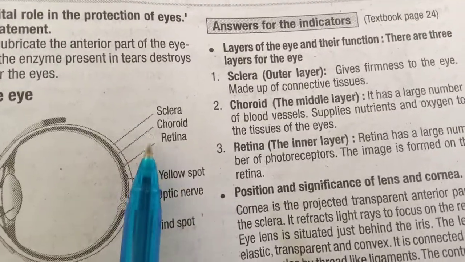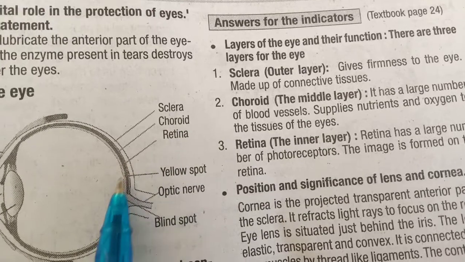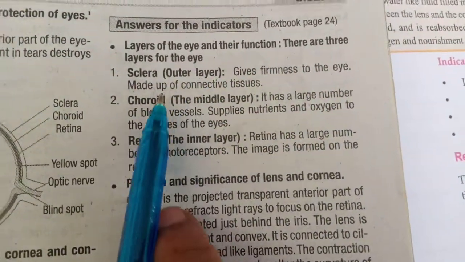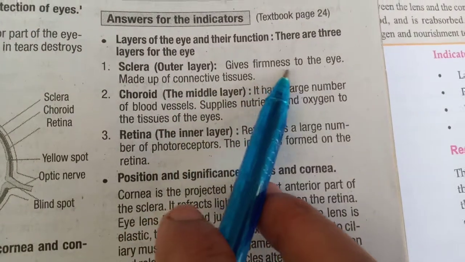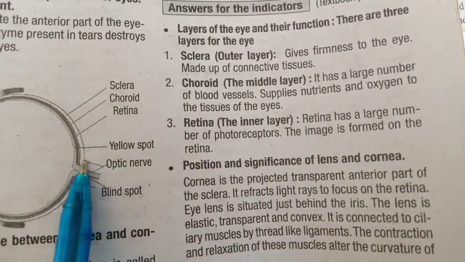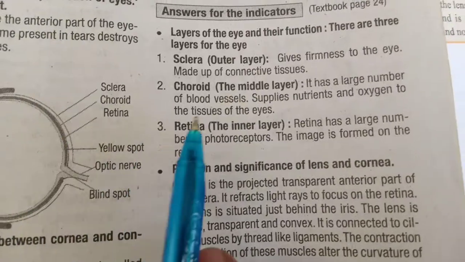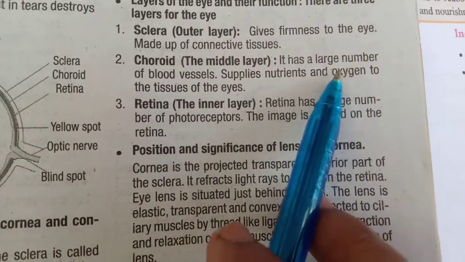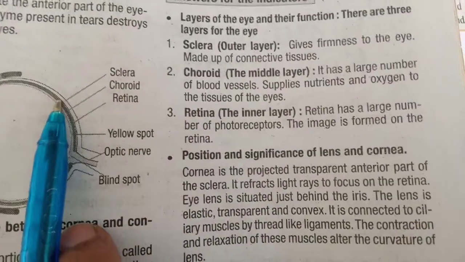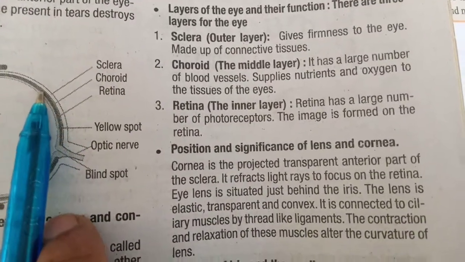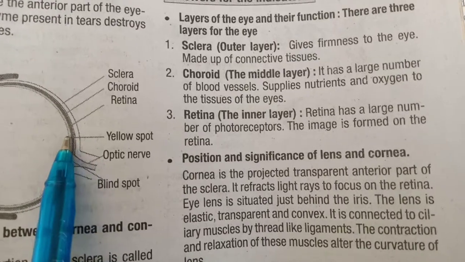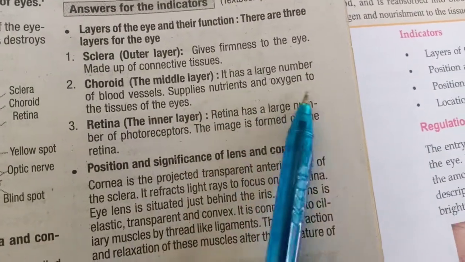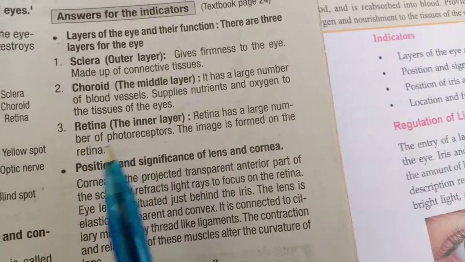The layers of the eye and their functions. Sclera, the outer layer, gives firmness to the eye. Then the choroid, the middle layer, has a large number of blood vessels. This colored portion is the choroid, and its blood vessels supply nutrients and oxygen to the tissues of the eye.